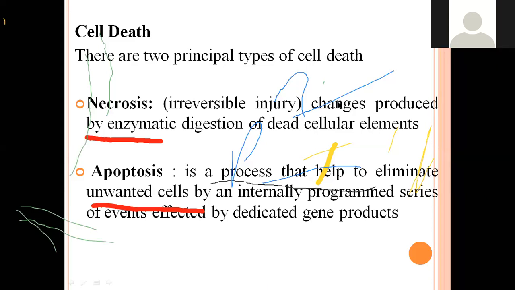So what are the patterns of tissue necrosis? The first one is coagulative necrosis. The second one is liquefactive necrosis. The third one is gangrenous necrosis. The fourth one is fat necrosis and fibrinoid necrosis.